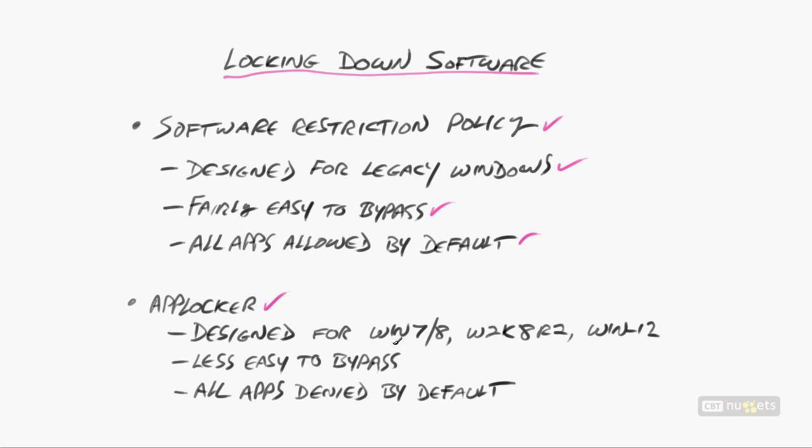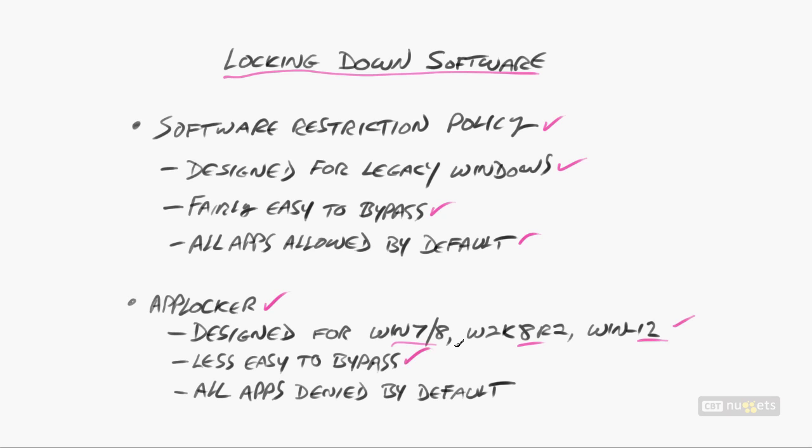First of all, it's designed for current versions of Windows, as you can see here, Windows 7 and Windows 8. This is Enterprise and Ultimate, by the way. Windows 8 R2, not the first Windows 8, Server 2008, but the R2 version, and then all of Windows Server 2012 as well. This is going to be less easy to bypass.